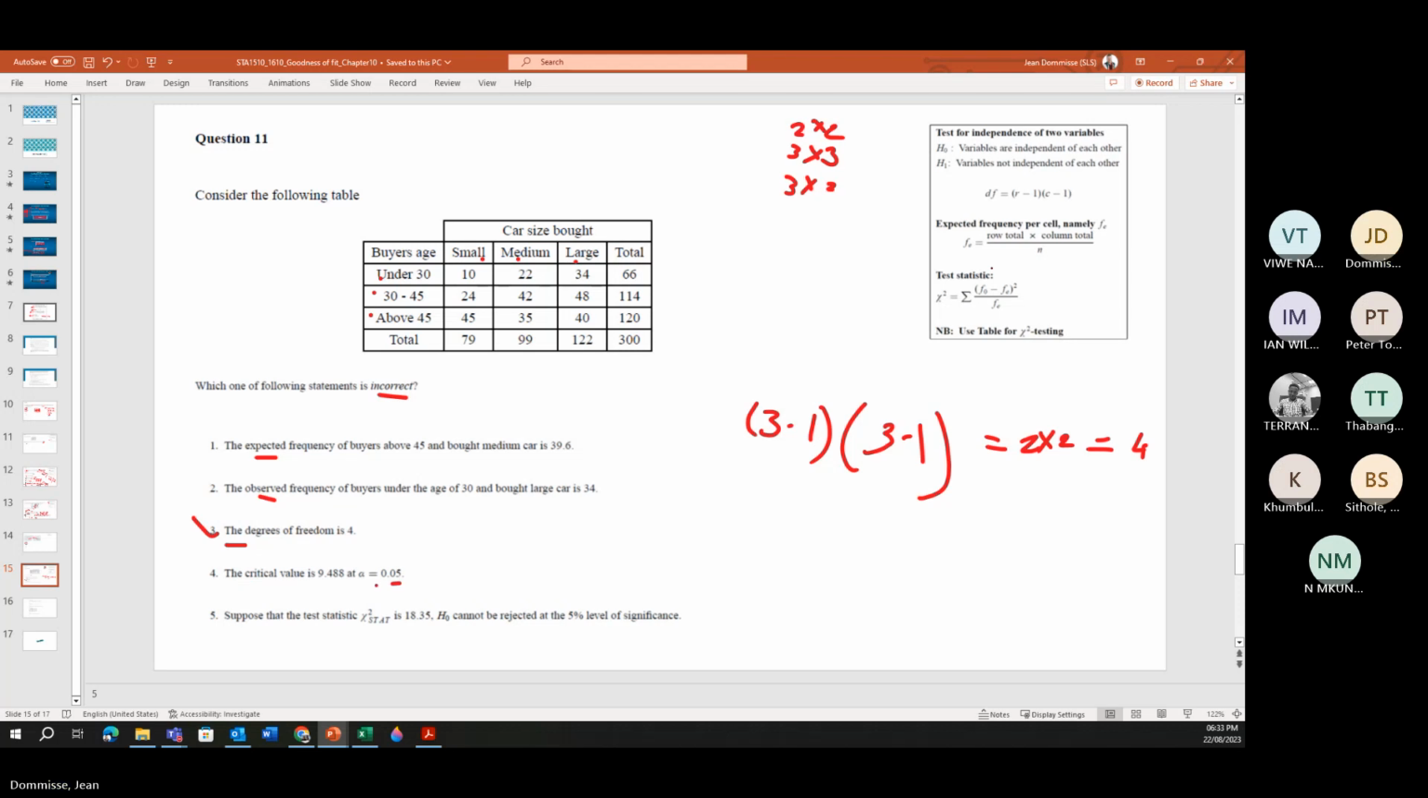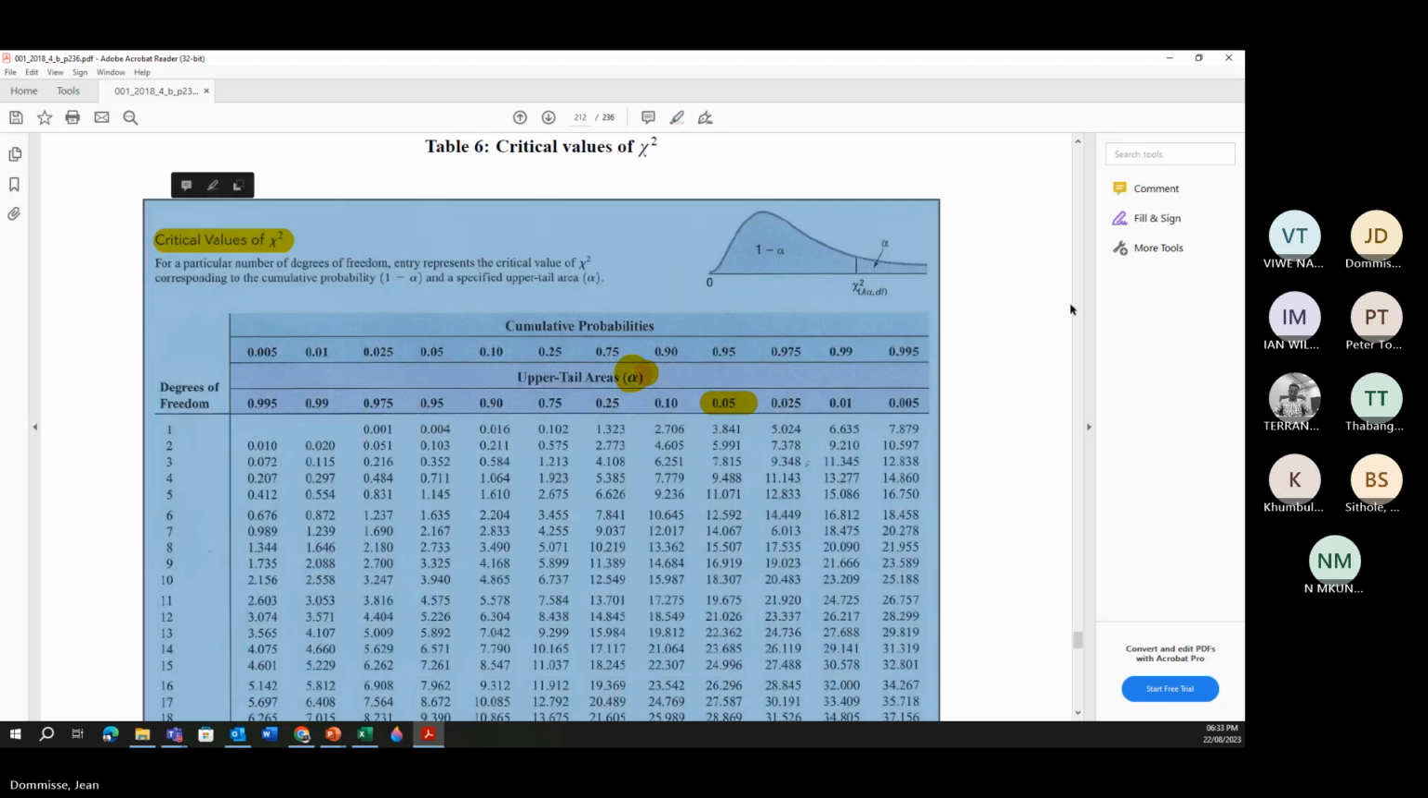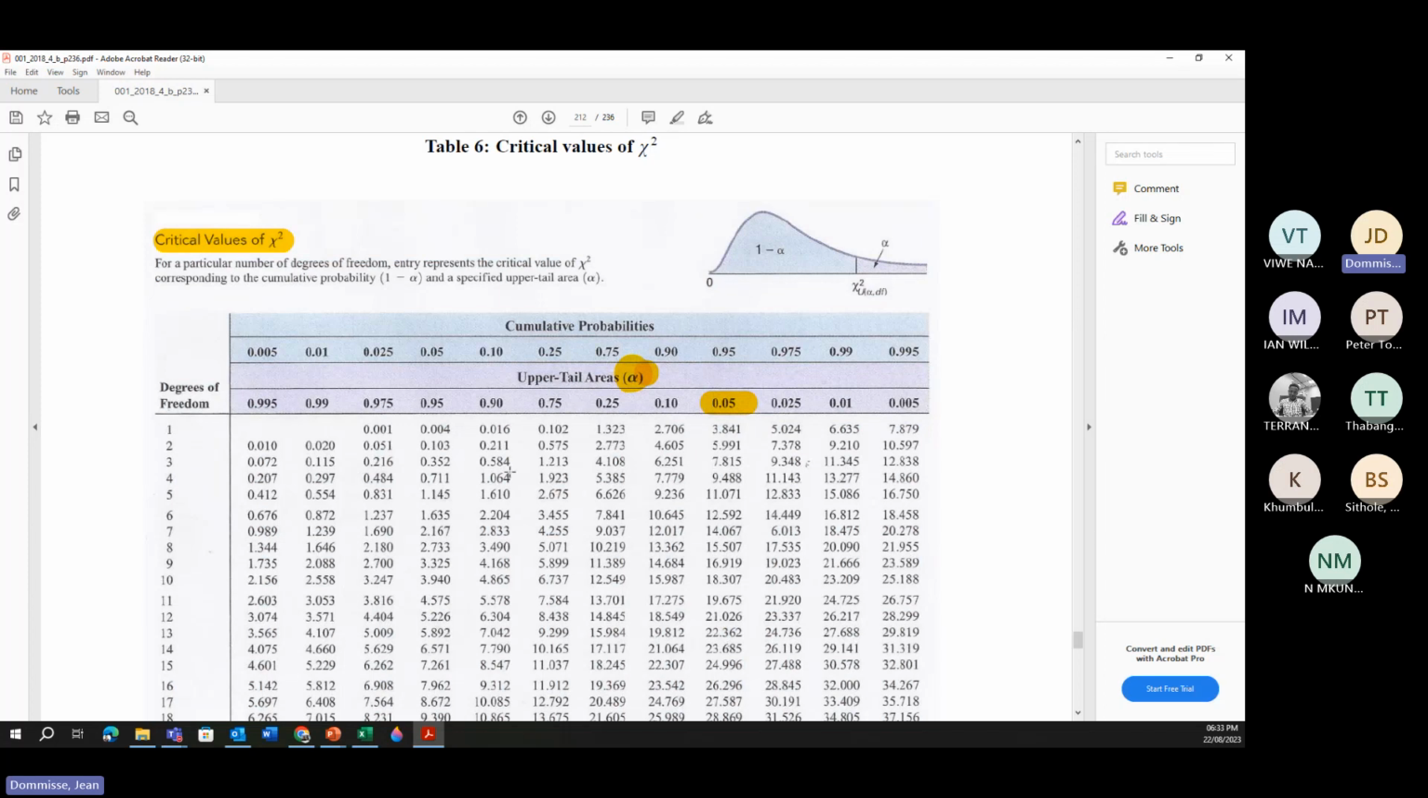Critical value, we've got for alpha 0.05. The degrees of freedom that we had was 4. So 4 and across. So the alpha that we are looking at is 0.05 with degrees of freedom of 4. So your critical value is 9.488.